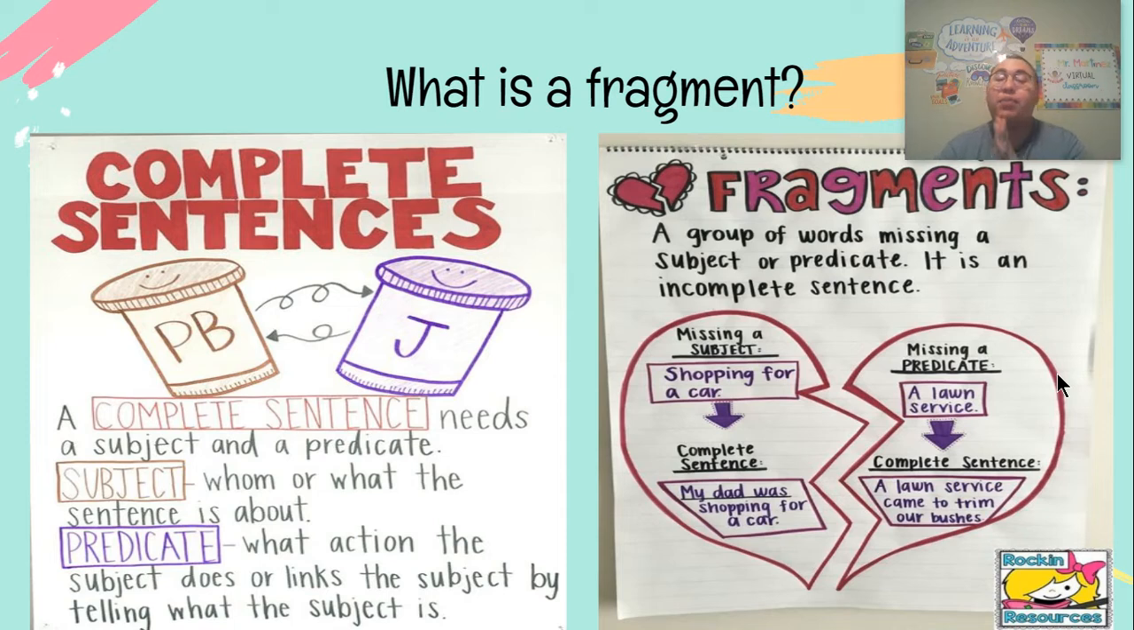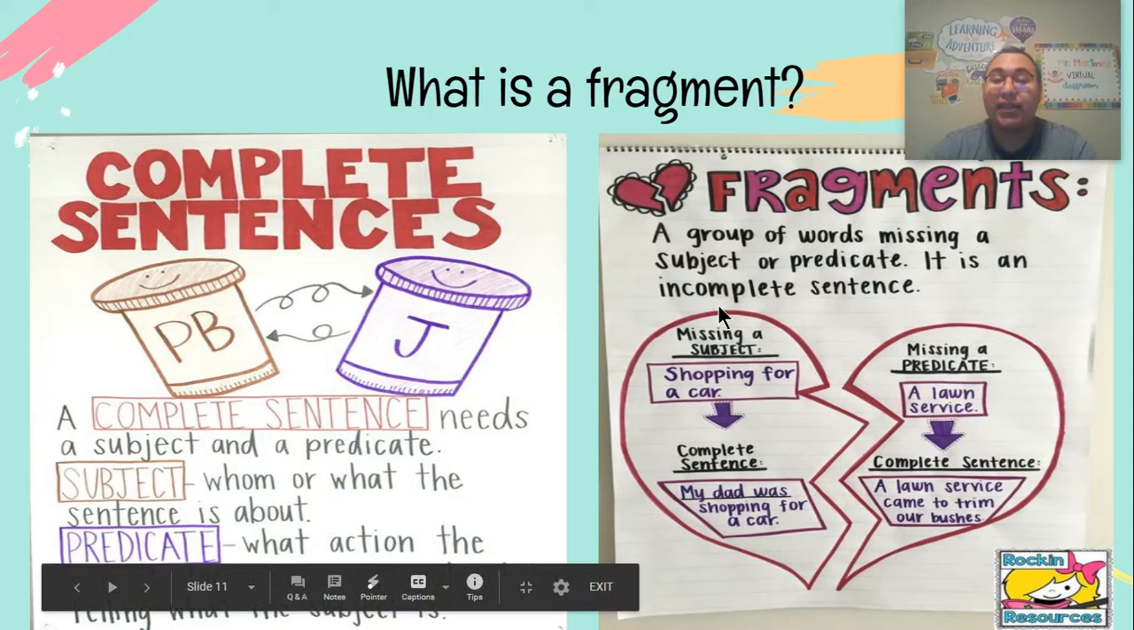So remember that complete sentences have a subject and a predicate. And a subject is always going to be our noun, so our person, place, thing, idea, or animal. And our predicate is going to have our verb, whether that's an action verb or our to be verb in the sentence. Now, when one of those is missing, it's called a fragment. So a fragment is either missing the subject or the predicate. So here are some examples.